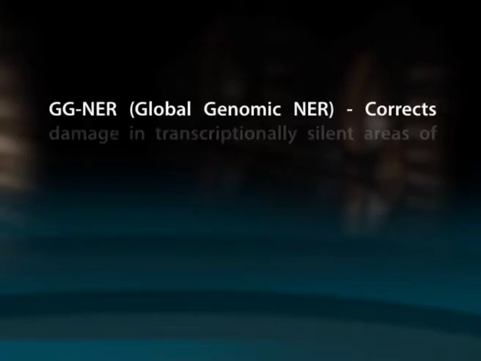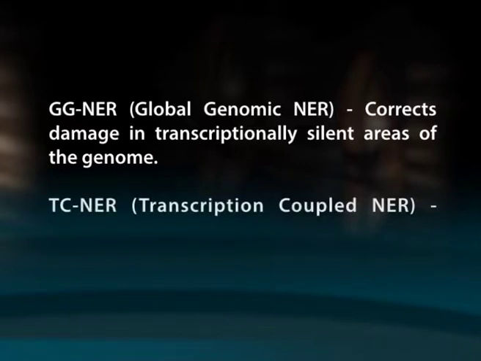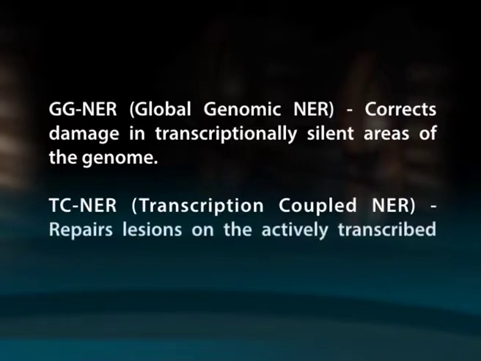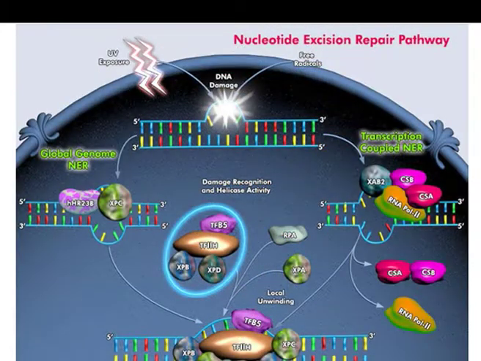There are two distinct forms of nucleotide excision repair: GG-NER, which is the global genomic NER, which corrects damage in transcriptionally silent areas of the genome, and TC-NER, which stands for transcription coupled NER, which repairs lesions on the actively transcribed strand of the DNA. These two sub-pathways are fundamentally identical except in their mechanism of damage recognition.